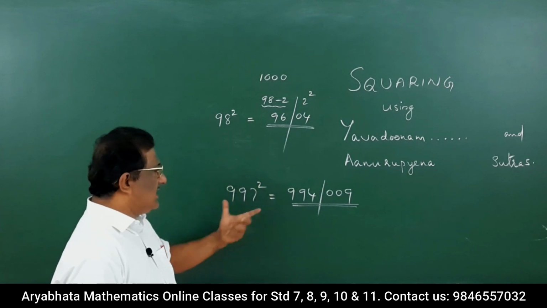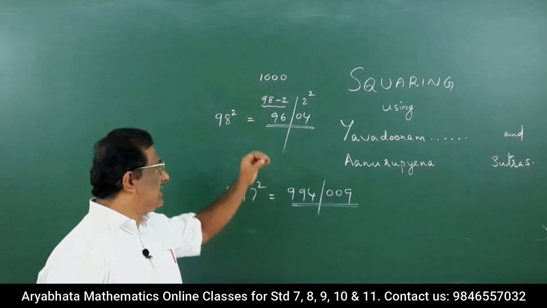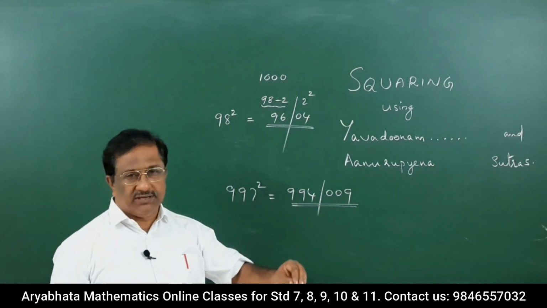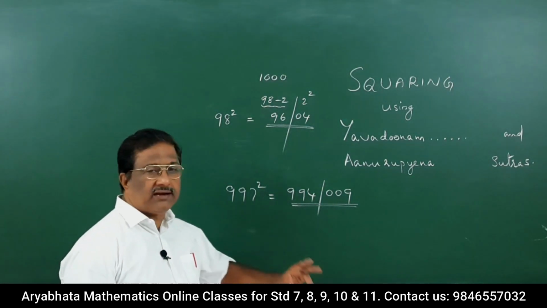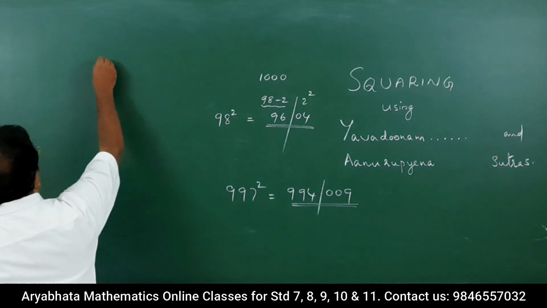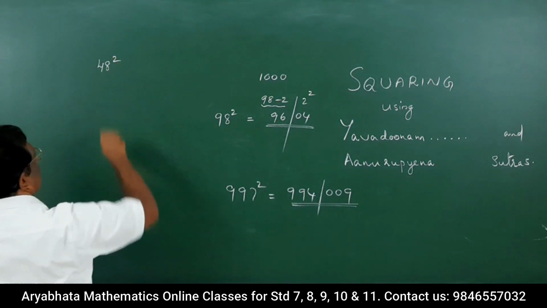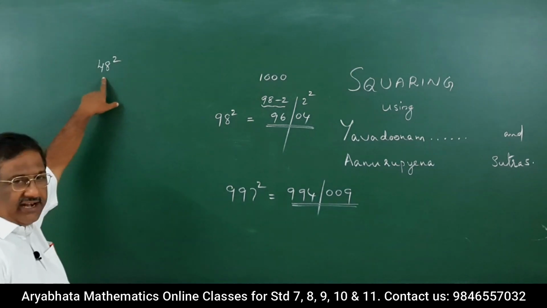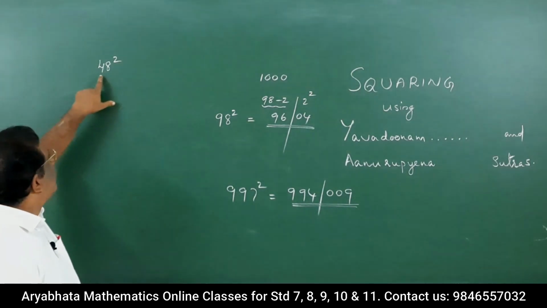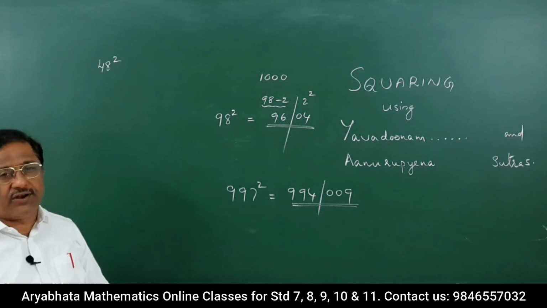So these numbers are very close to 100 or very close to 1000, or very close to the base numbers. Base numbers are 10, 100, 1000, etc. Suppose you want to find the square of 48. See, that number is not very close to 10. This number is not very close to 100. What should we do to find the square of 48?